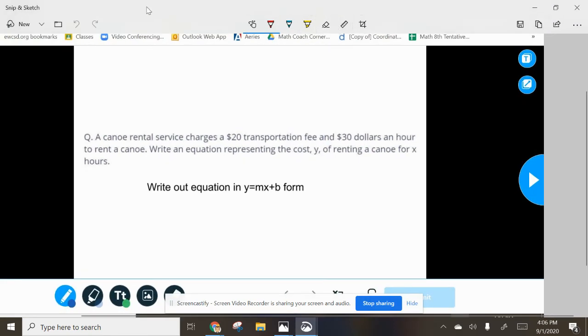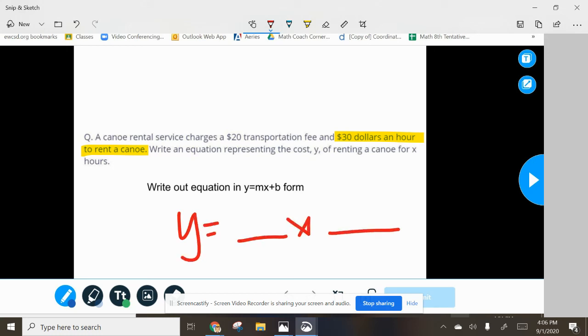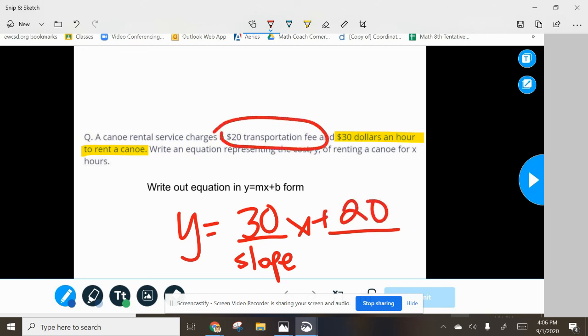All right, word problem. We handled this earlier this week. What are we doing here? Let's remember that whenever we deal with a time frame, that's always our slope. So the time frame is our slope. So I'm going to write this out: y equals something x plus something. This is my slope. The slope always goes here. What is it, 30? 30 is my slope. What's left is the fee, the starting fee, which is right there. Okay?